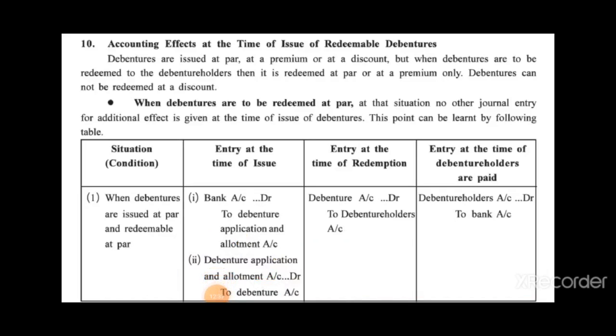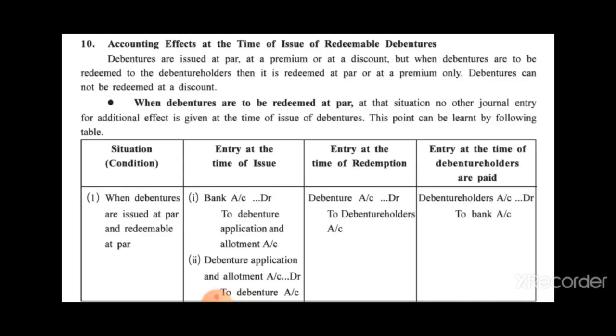Here, small sums will come in the examination: 1 mark MCQ, 1 mark one-line questions, then in Section B, 3 marks, 2 sums should be there. So only short sums will come in the examinations. For that, accounting effects for the issue of redeemable debentures, when debentures are issued or redeemed at par, at premium, at discount, various entries are there. Please students, learn here carefully. It is very important from the viewpoint of examinations.